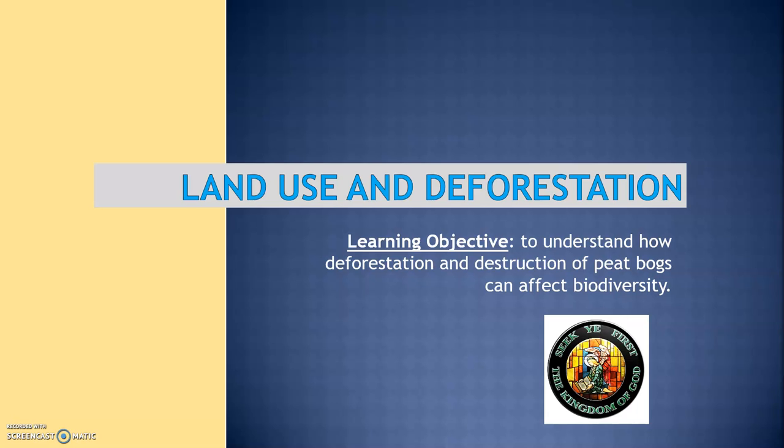Okay, can we continue? Brilliant. So like I said, what we're doing today is looking at land use and deforestation. Our learning objective is to understand how deforestation and destruction of peat bogs can affect biodiversity. I know you probably don't know what peat bogs are. Some of you do, some of you do not, but we're going to cover it in further detail, and there's an interesting story as well that you're going to listen to.